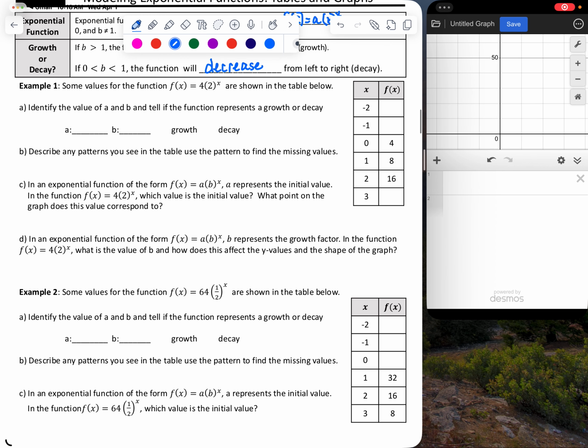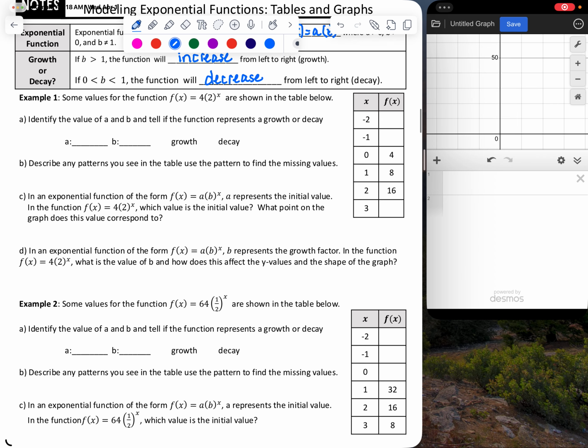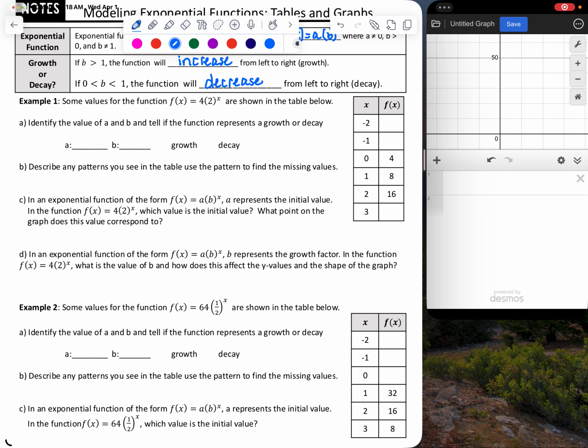Okay, so in example 1, it says some values for the function f of x equals 4 times 2 to the x power are shown in the table below. Identify the values of a and b and tell if the function represents a growth or decay. So in this problem, our a value is 4, the base of our function is 2, and because b is greater than 1, this function will grow.